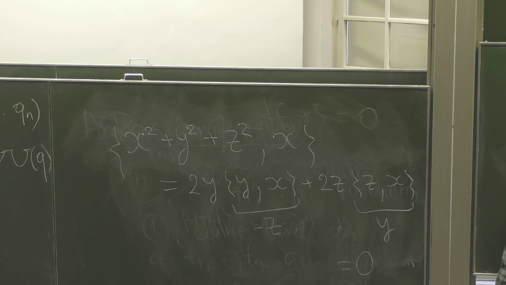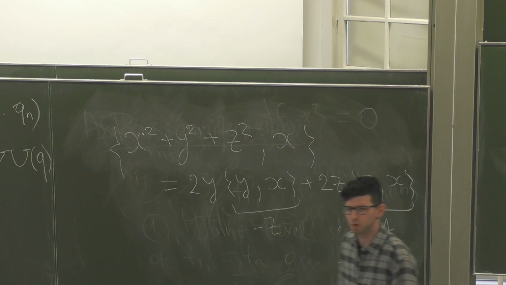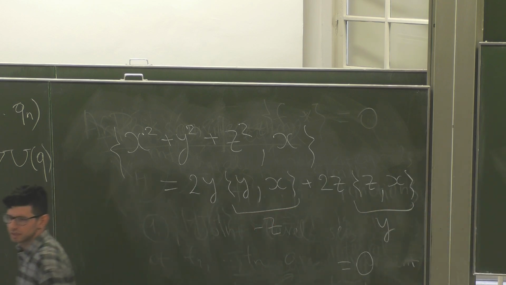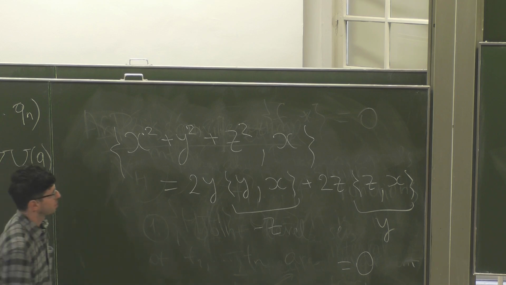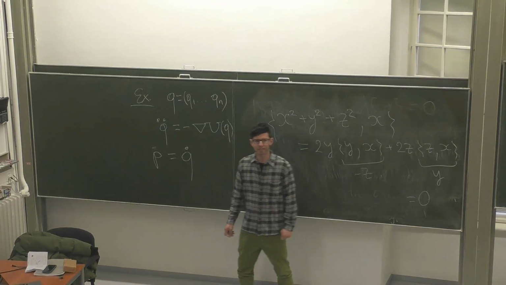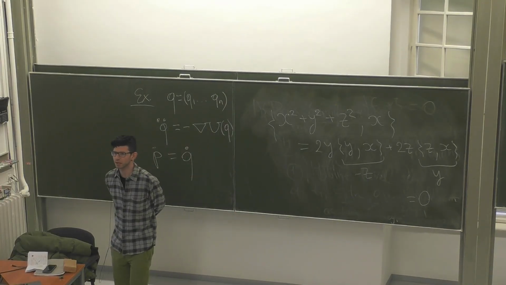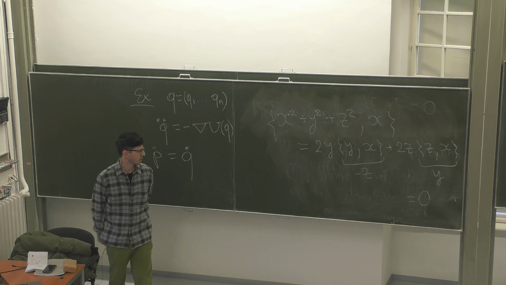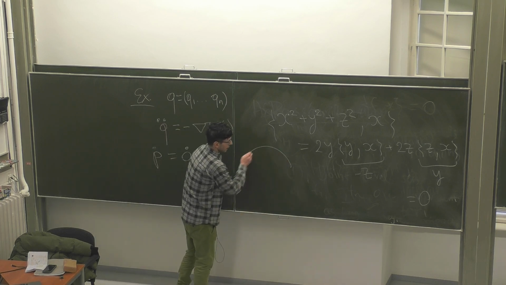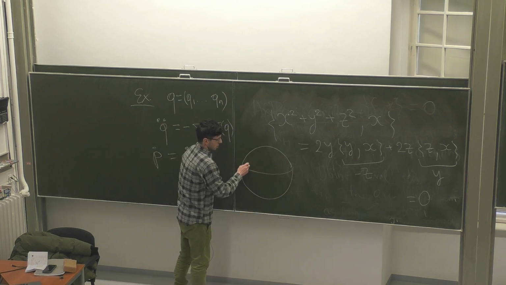And clearly, the same thing is going to happen if we compute the Poisson bracket with y and z, because there is clearly symmetry here with respect to this cyclic permutation of variables. So x squared plus y squared plus z squared is a Casimir function here, which means that we can take the level set of that function.